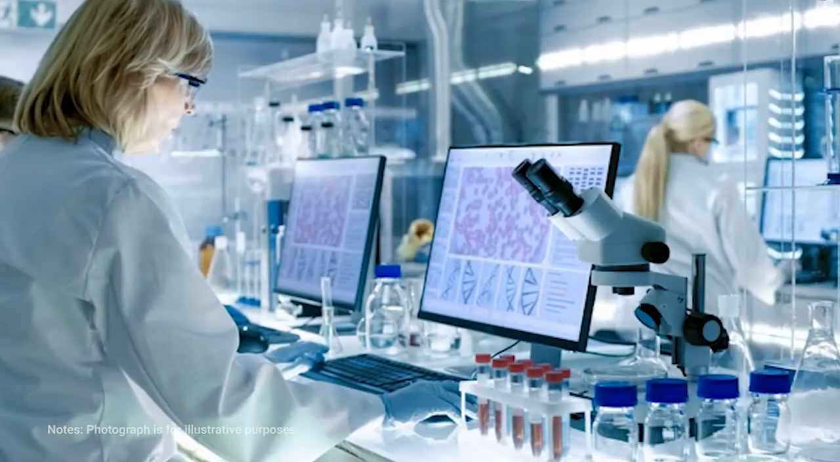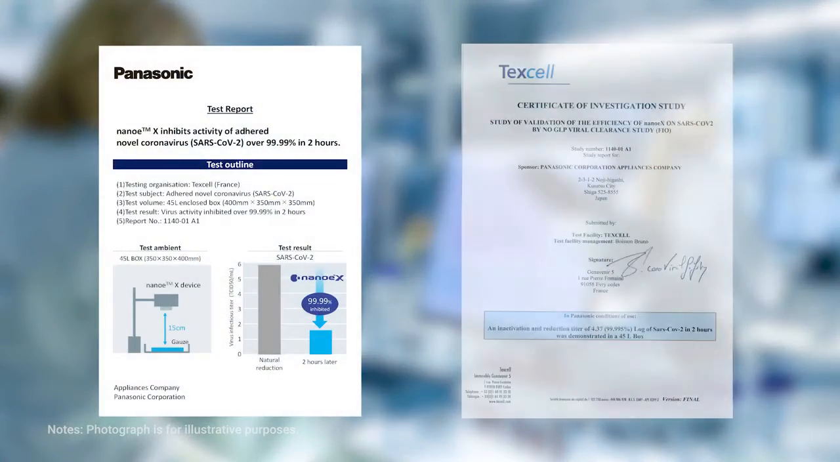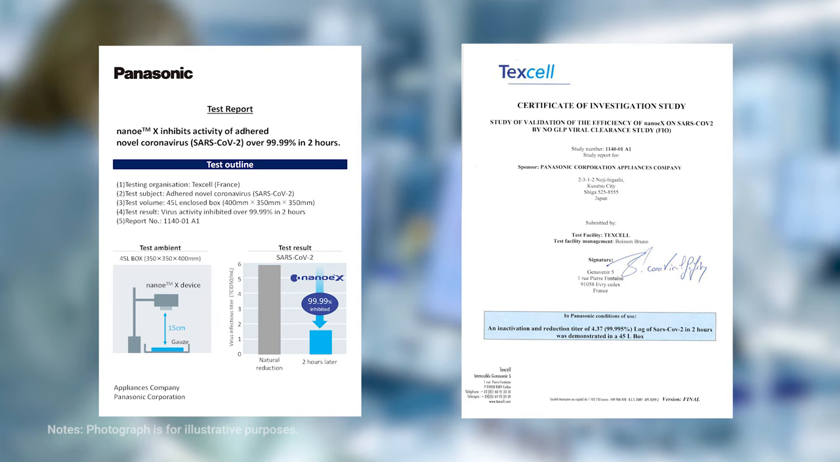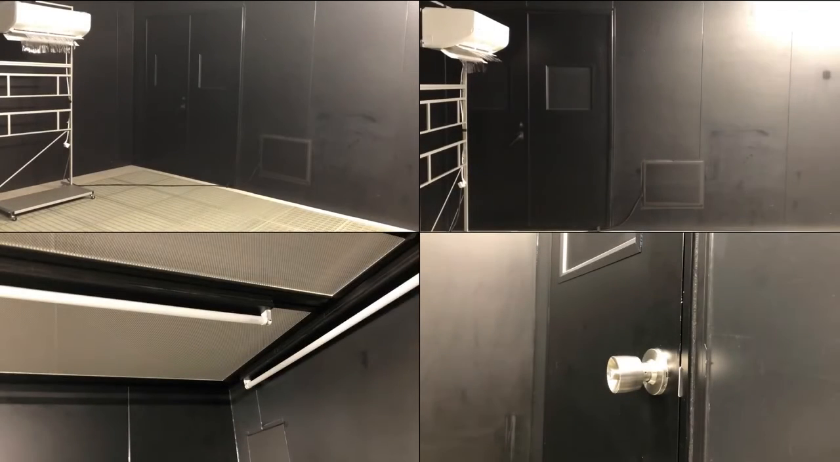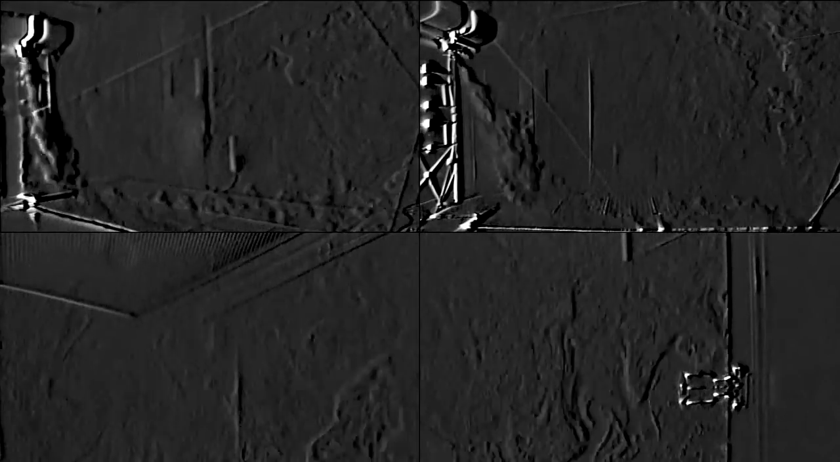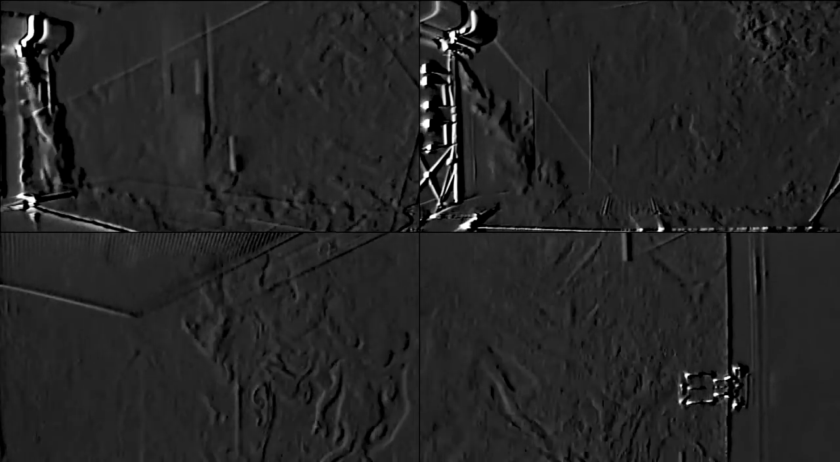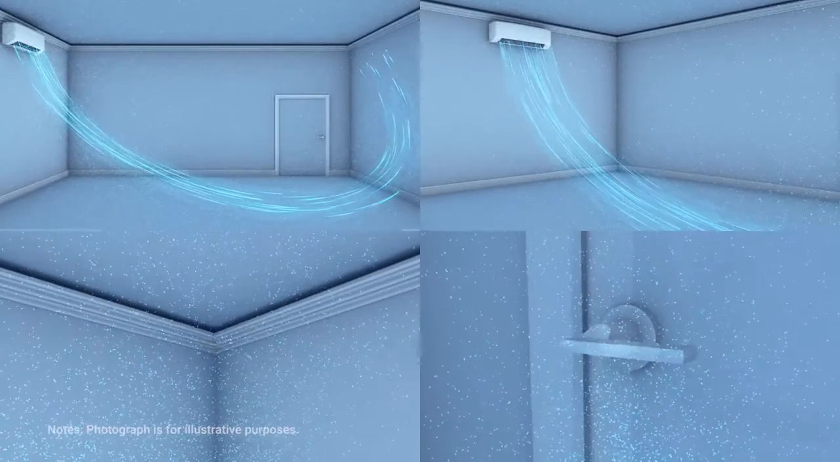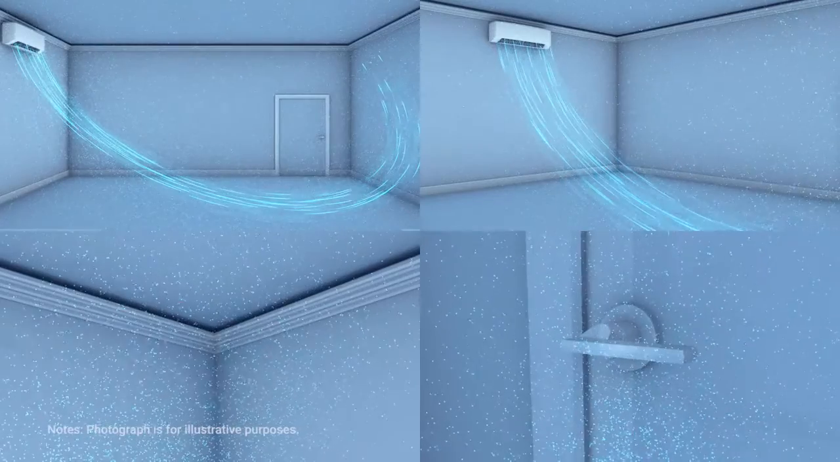According to verification by a prestigious European testing organization, Nanoe X inhibited 99.99% of adhered novel coronavirus activity on gauze in a 45-liter box in 2 hours. So how about the real world? Let's see how Nanoe X is distributed from a Panasonic air conditioner into a room. The airflow of the air conditioner distributes Nanoe X throughout the room. You can see that the Nanoe X is reaching the doorknob in every part of the room.